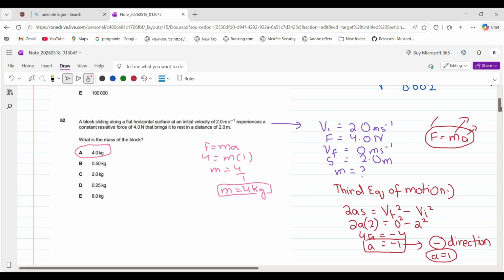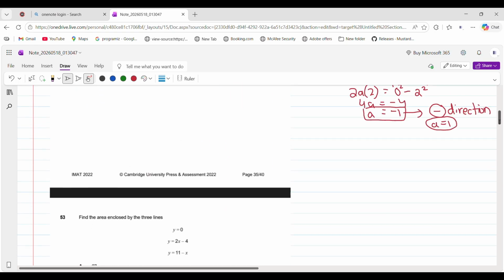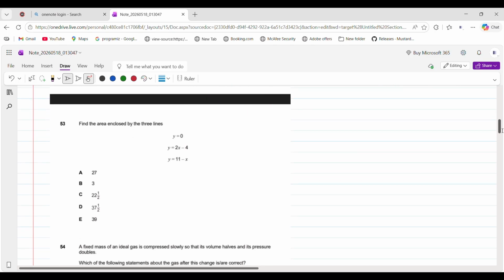Now we are going to solve our next question, and it's of mathematics again. Again, a very interesting question. Find the area enclosed by 3 lines. These 3 lines are given to us, and we need to find the area enclosed by these 3 lines. Now see, we need to find their intersections first, right?